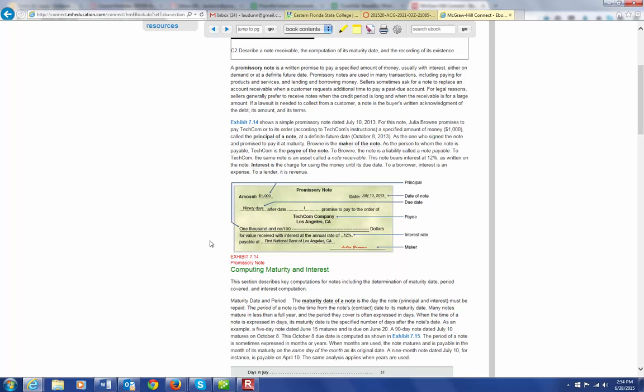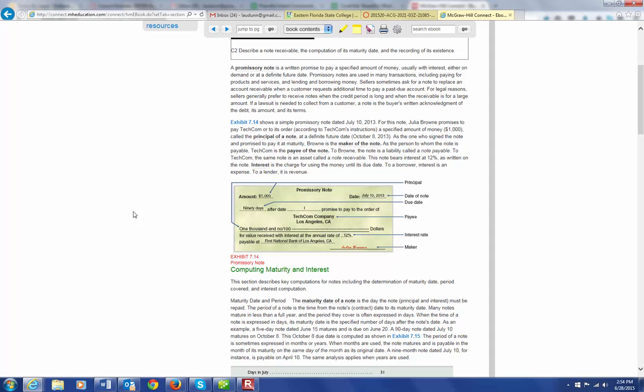So here we have an example of a note, a promissory note. It's dated July 10th. It's often actually titled promissory note right on the form itself. And in this case, you have a woman, Julia Brown, who's promising to pay TechCom a certain amount of money, in this case $1,000, and the $1,000 is the principal. That's the amount that is owed. Brown is the maker of the note. She's the one who is making it out to the payee of the note, who is TechCom.